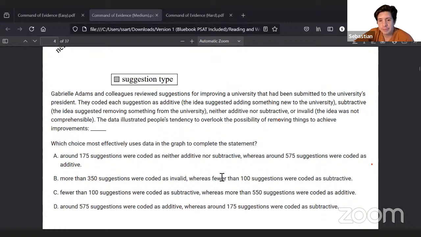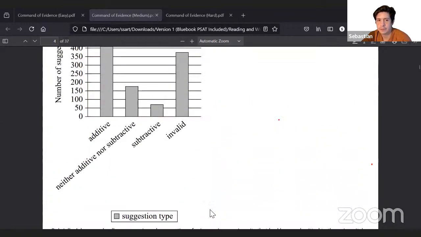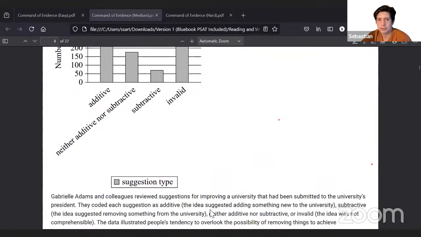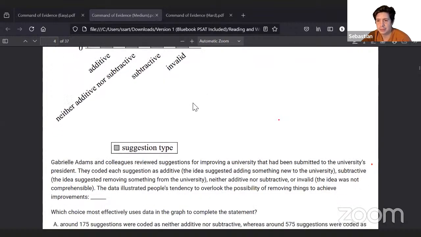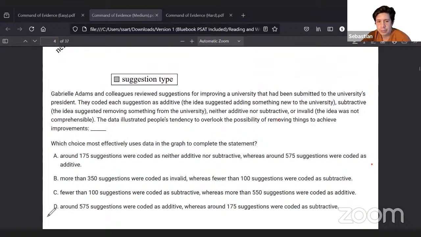Okay, that's sort of like B. It might be stronger because there's a bigger gap and it's really focused on subtractive versus additive, which I think is a good contrast. D: around 575 suggestions were coded as additive, whereas around 175 suggestions were coded as subtractive. Okay, so that's just not true because the subtractive is less than 100. So that one we can eliminate.